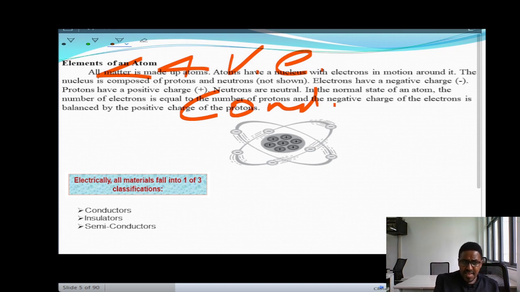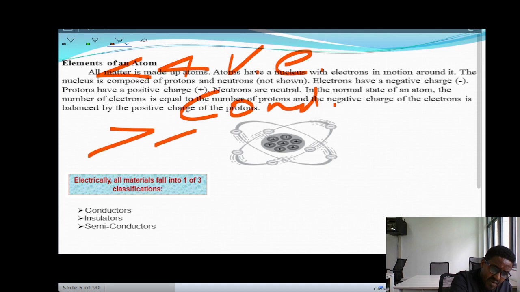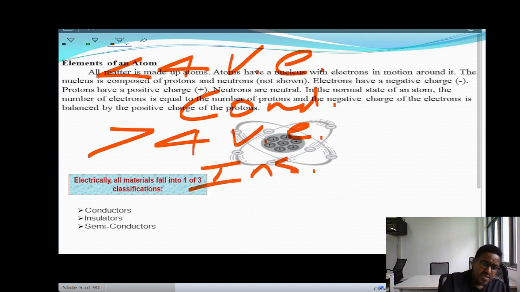But when the material has more than 4 valence electrons, we call it an insulator. An insulator is the opposite of a conductor. So what does it mean? High resistivity materials, in megaohms. There is no free electron movement. Current cannot move freely. We can call it like PVC, rubber, plastics, etc.